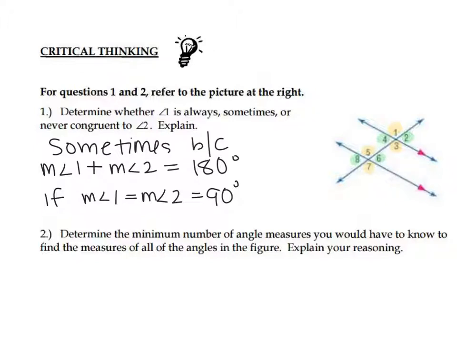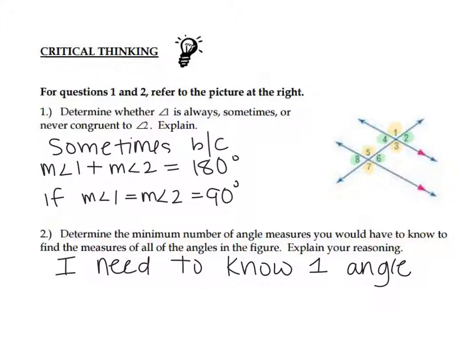So it looks like half our angles are congruent to one another. We also, as we already discussed, know angle 1 and angle 2 are a linear pair, which means they add to 180 degrees. So the minimum number of angle measures I have to know is one angle.